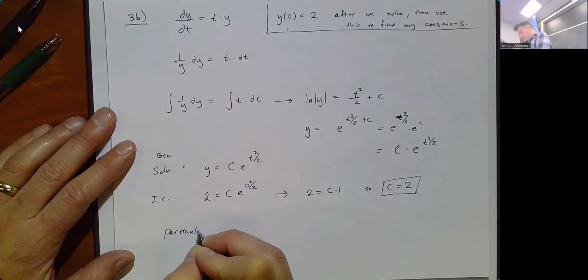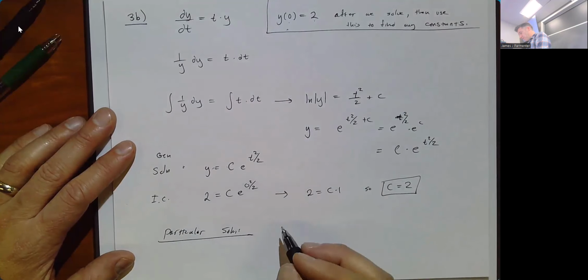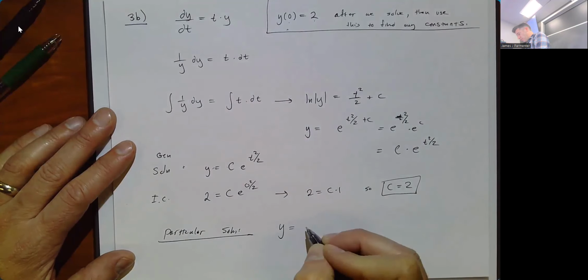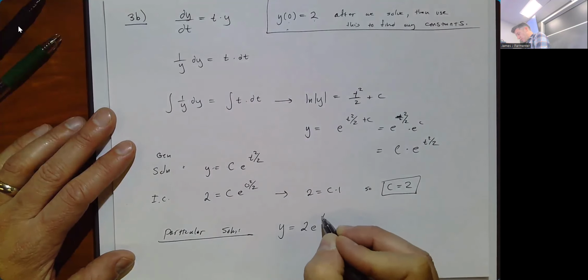Now, when you find this constant, you really should go back and plug it into your solution. So our actual particular solution is just the general solution with your constant value solved for and plugged in. It's going to be y equals 2e to the t squared over 2.